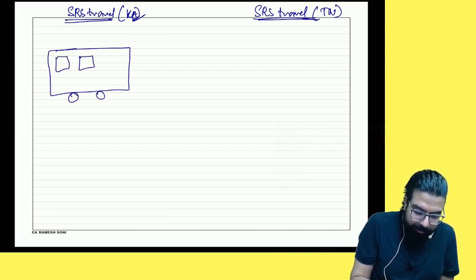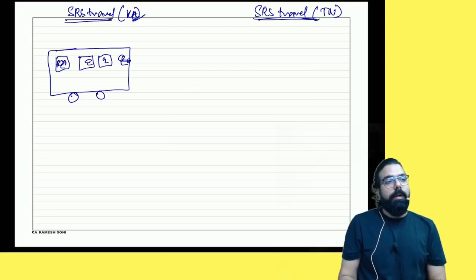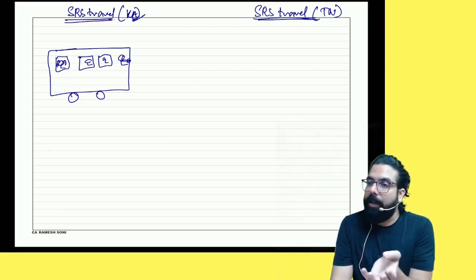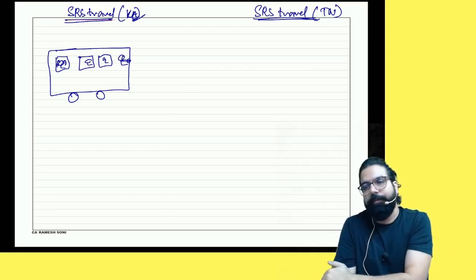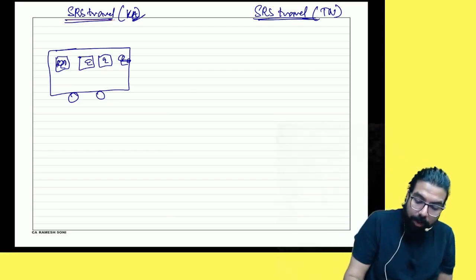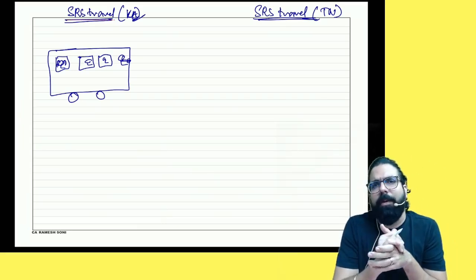Bus is there. This is the driver. These are people sitting inside the bus. Okay, everyone. Now, what will bus do? Take the passengers from one state to another state. Do you guys agree with me? Now, okay, can you tell me what is the service given by the bus?